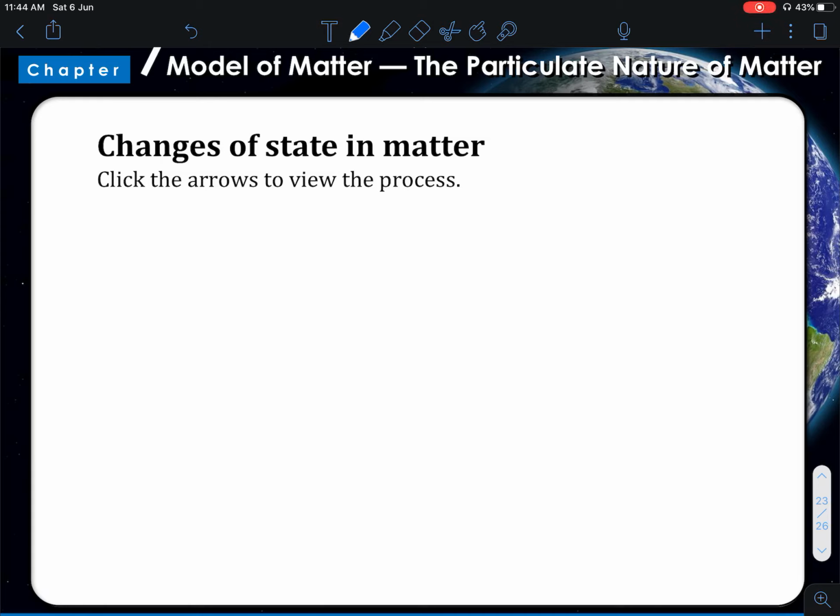Hello, everybody. Today I'll be talking about the changes in physical states in relation to the particular nature of matter. For this segment, it will be quite generic. It won't be so great in detail. So let's begin. So what happens is a change in physical state.